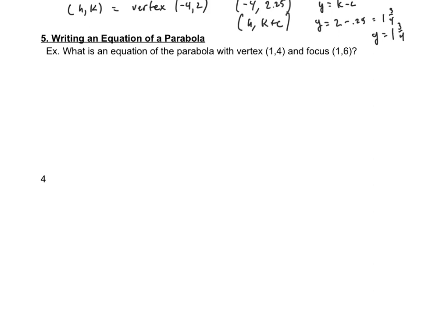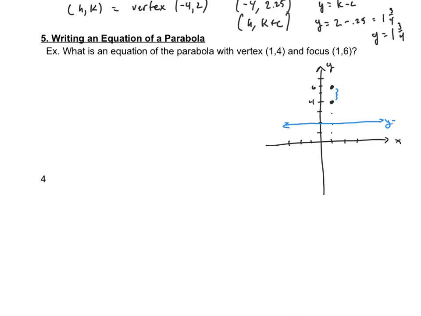And then finally, we're going to write an equation of a parabola that has a vertex of (1, 4) and a focus of (1, 6). I'm going to begin by graphing those 2 points and go from there. If my vertex is at (1, 4) and my focus is at (1, 6), then I know that this length is 2. So then I know that my directrix is going to be at y equals 2.